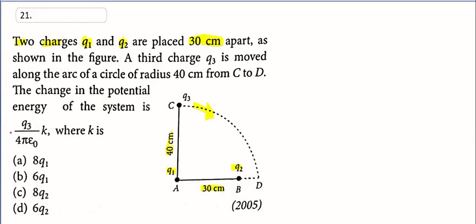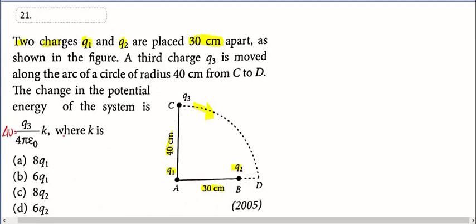Okay, so the change in potential energy is equal to Q3 divided by 4 pi epsilon naught times K. Where K is what, he has asked. So let's see the solution for the problem. What is the potential energy?